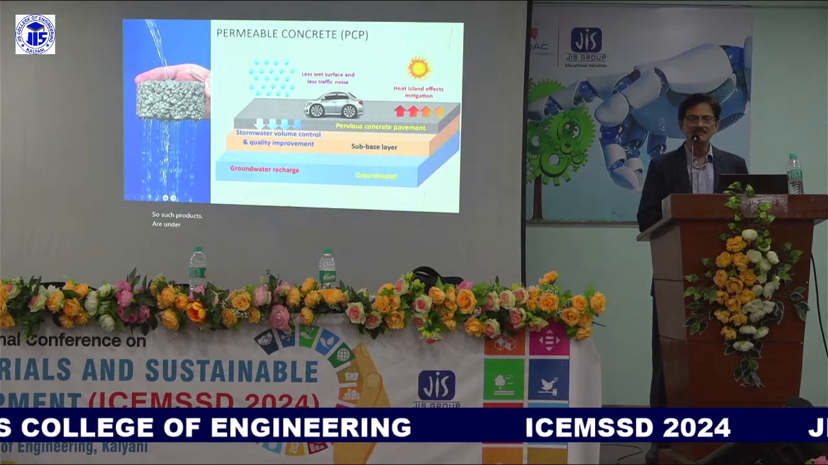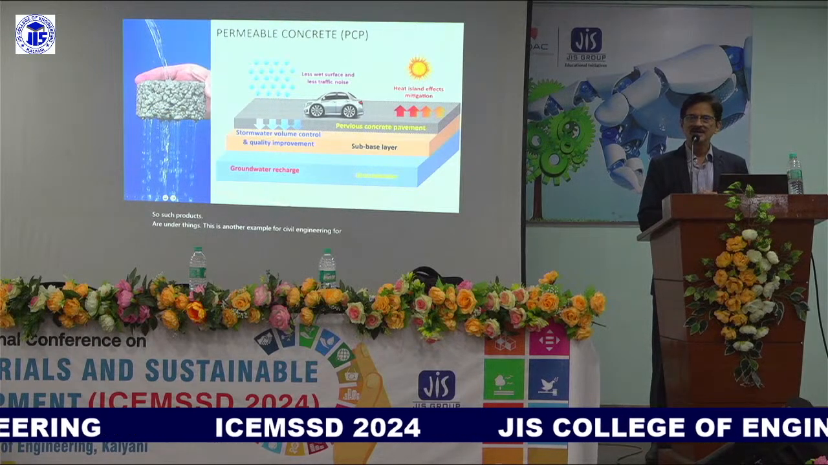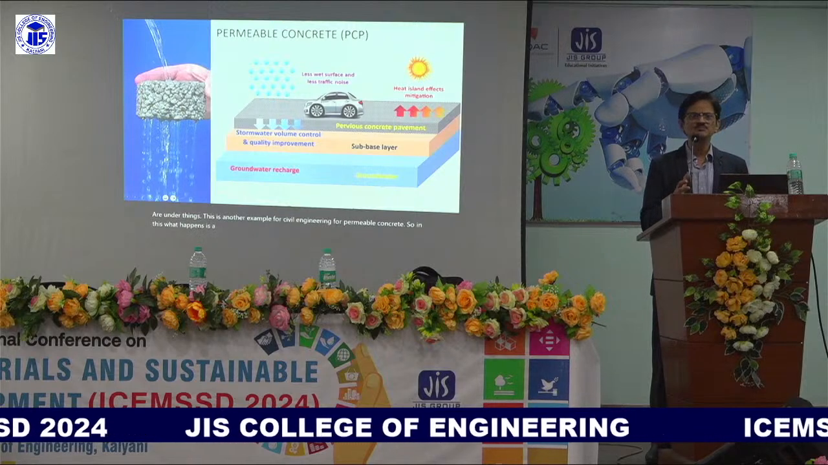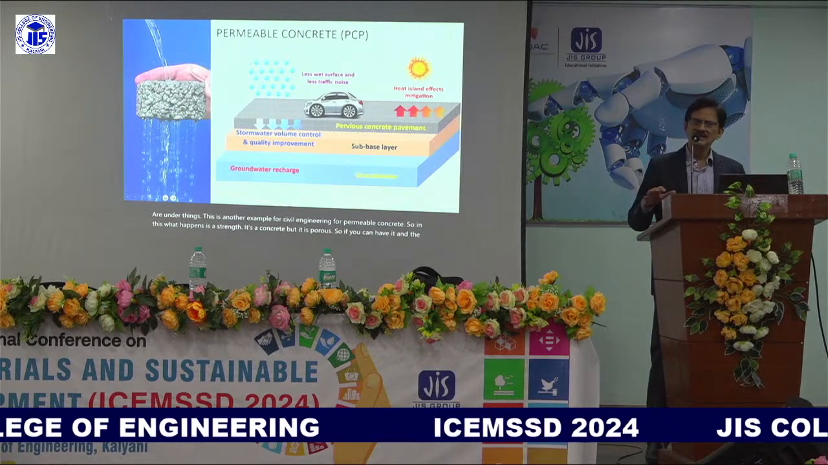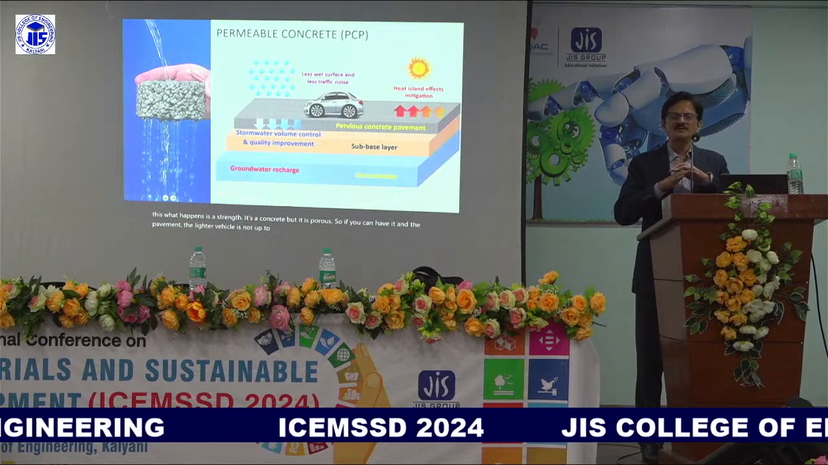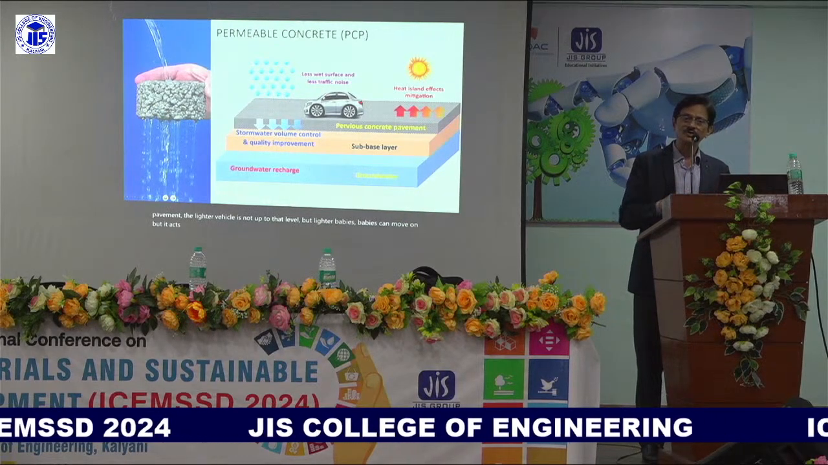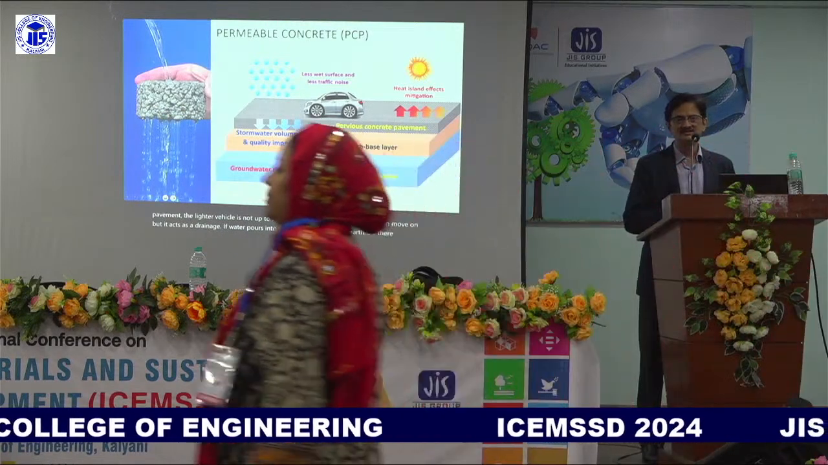This is another example for civil engineering, permeable concrete. So you know in this what happens is, it's a concrete, but it is porous. So light waves can move through, but it acts as a drainage. If water goes into it, it can go directly into the earth. So there is no need for a drainage system for it.